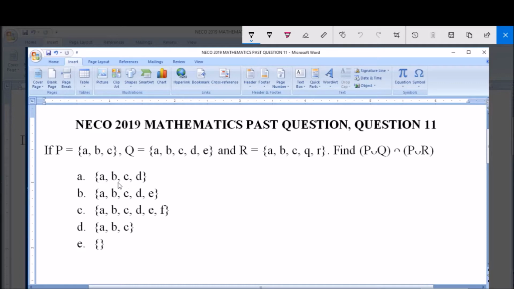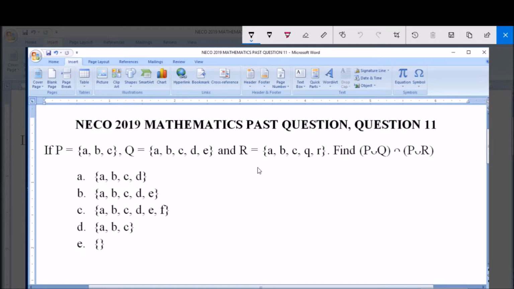A, we have a set of A, B, C, D. B, a set of A, B, C, D, E. C, a set of A, B, C, D, E, F. And D, a set of A, B, C, and E, an empty set.